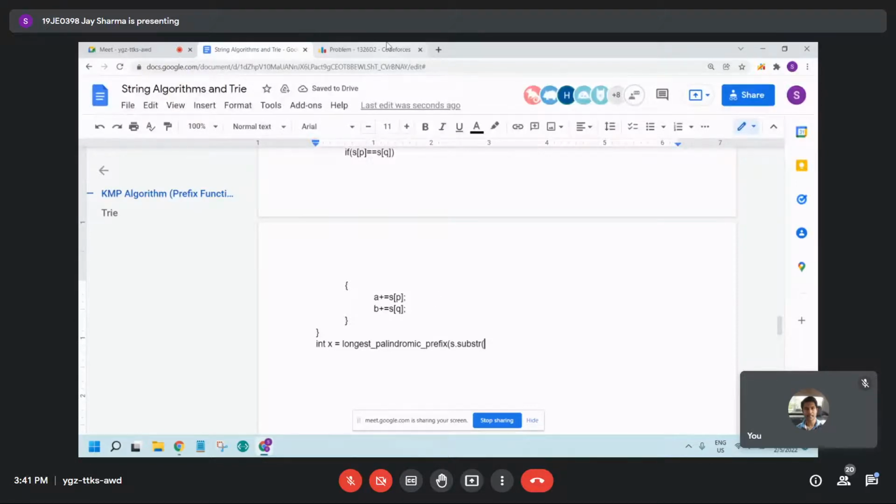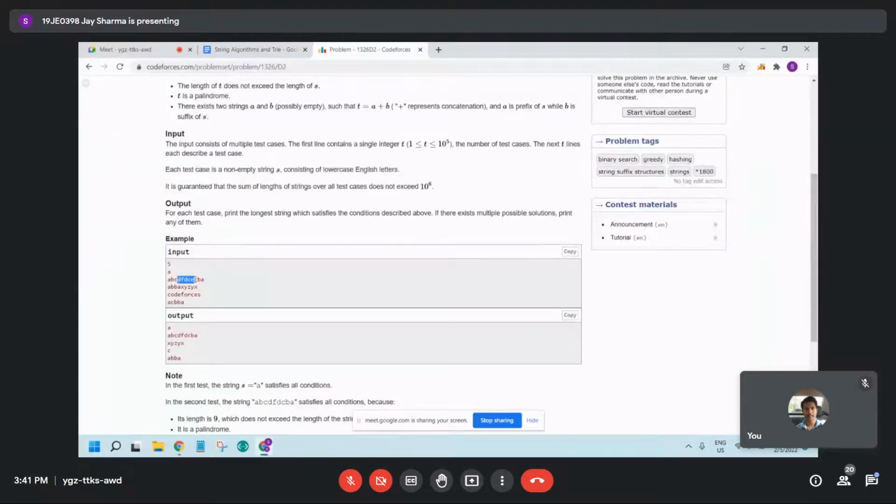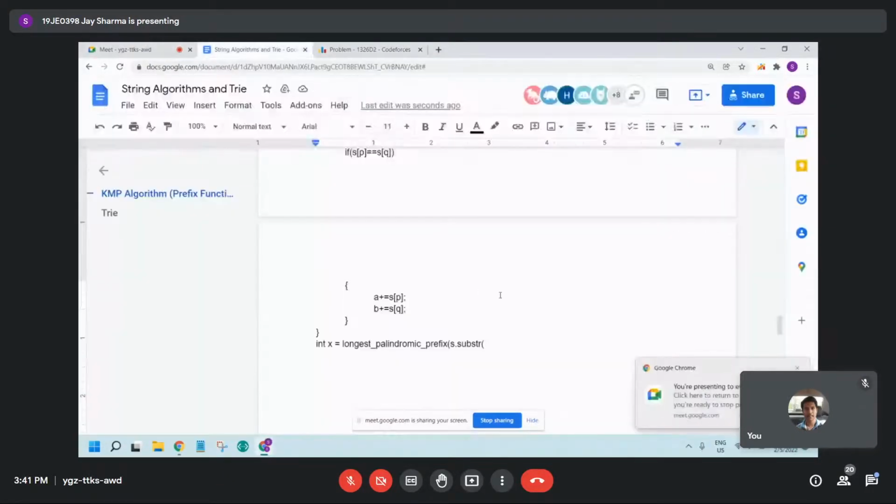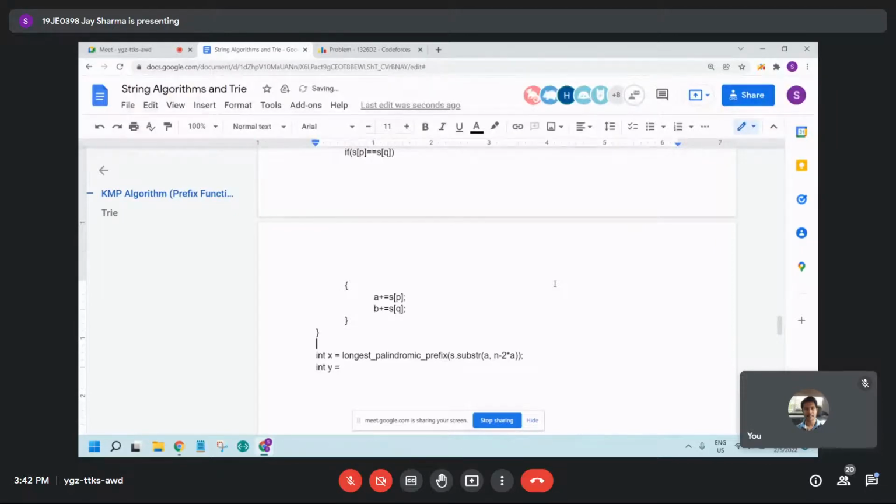What should be the boundaries? The first boundary should be a, meaning it will start from a, and the length should be, I think, n minus 2 into a. We need to find the longest palindromic prefix on this substring. All right, and let's say you stored it: string t is equal to this part, which you have stored.